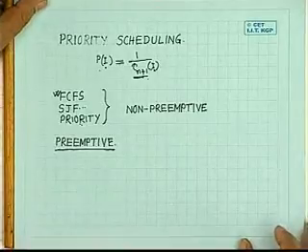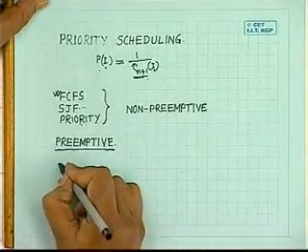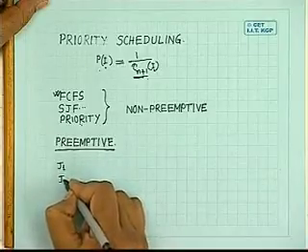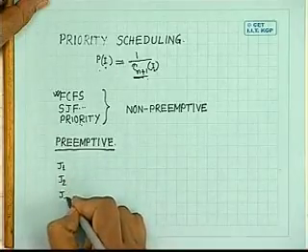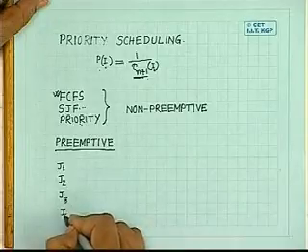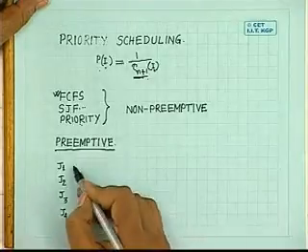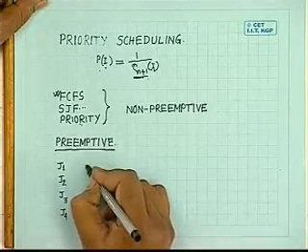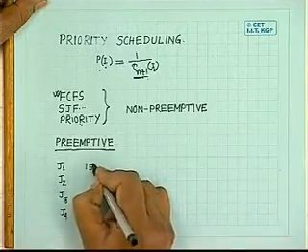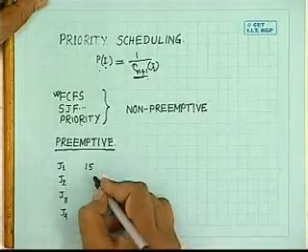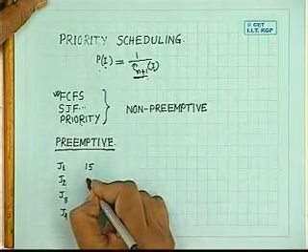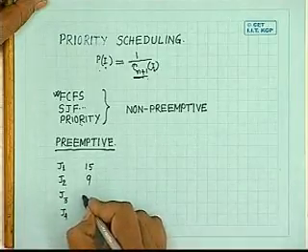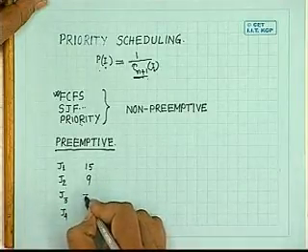Let us take an example. Say I have jobs J1, J2, J3, J4. Okay? Suppose the next CPU burst time of job J1 is something like, as we have done previously, 15 time units. For job J2, it can be, say, 9 time units. For job J3, it can be, say, 3 time units.